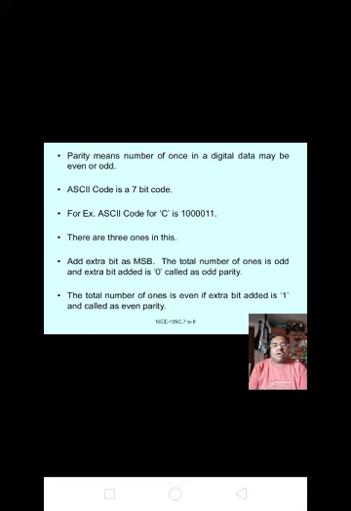Parity means the number of ones in a digital data may be even or odd. ASCII code is a 7-bit code. For example, ASCII code for C is 1000011. That is, there are 3 ones in this. Add an extra bit to this as MSB. The total number of ones is odd, and the extra bit added is 0, now called odd parity. If the total number of ones is even, the extra bit added is 1, it is called even parity.